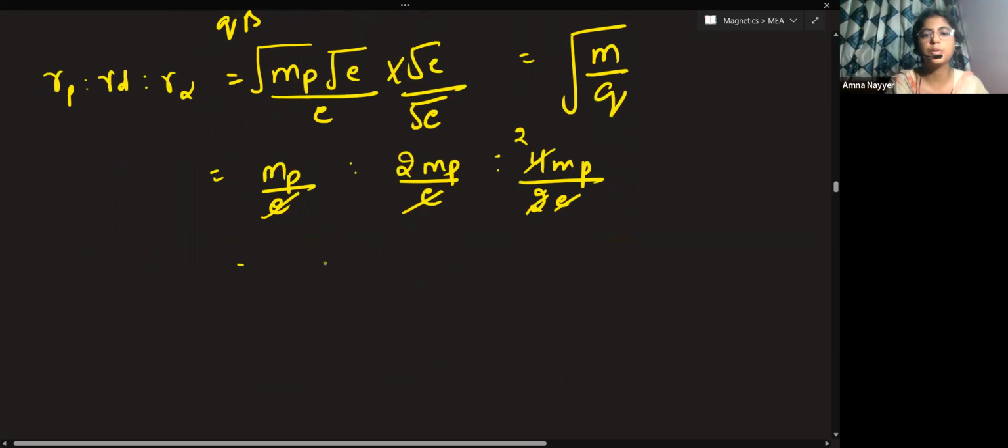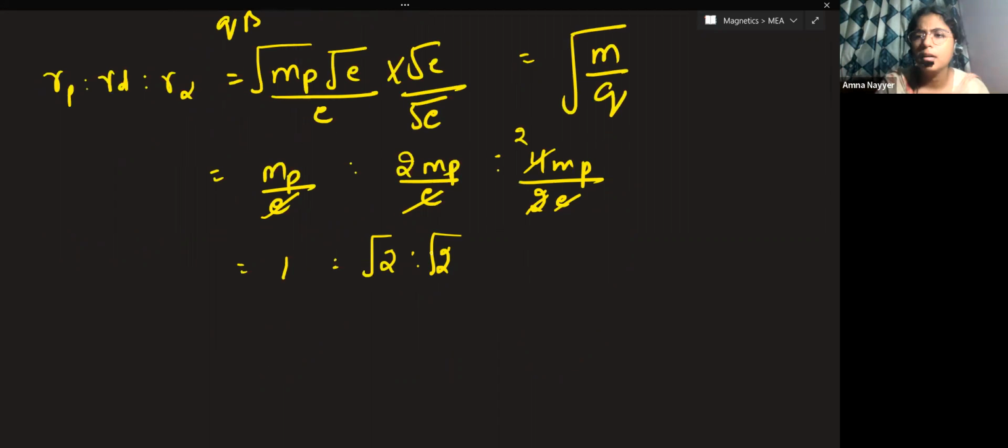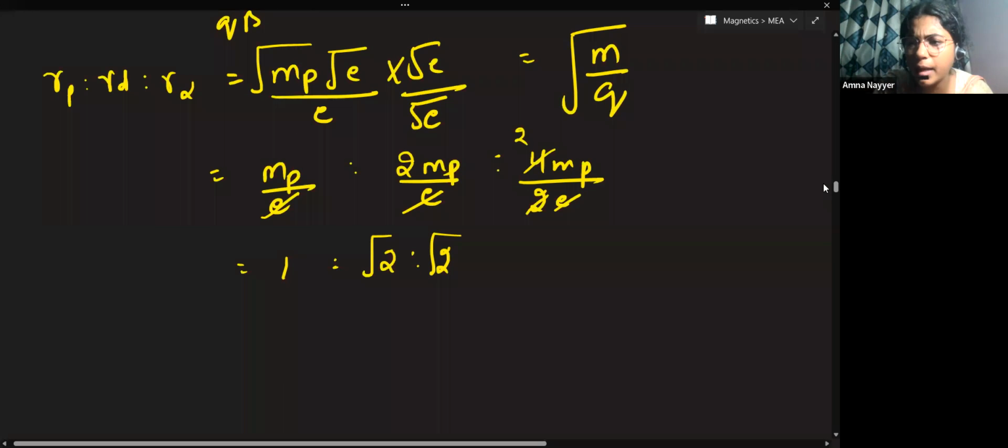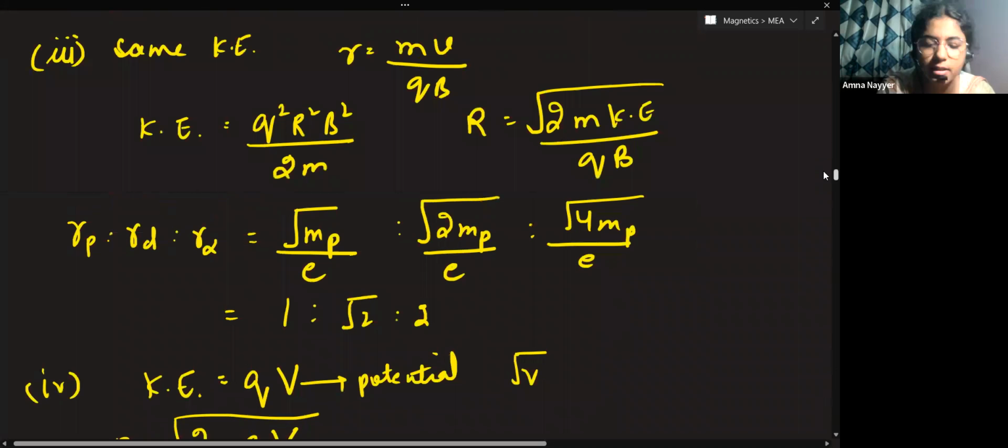This becomes 1 is to 2 is to, or you can even write it as root 2 as well. If you do not rationalize it, root 2 will be left. All right. And then again for time period, the method remains the same. Since different types of physical quantities were mentioned, that's why we discussed it.